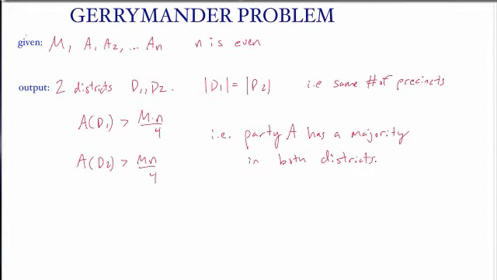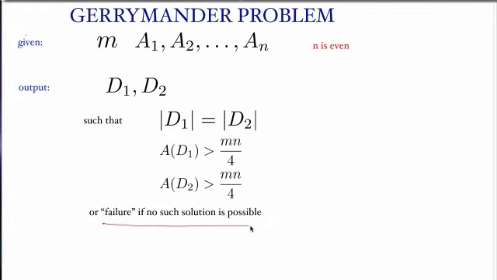The districts need to be such that party A has a majority in both of the districts. And that majority condition is represented by this numerical inequality, i.e., the total number of people divided by 4. Since half of the precincts are in the district, and half of the people in that district will vote for A, at least half. And of course, if no such solution is possible, we output that our job as political operative is a total failure.